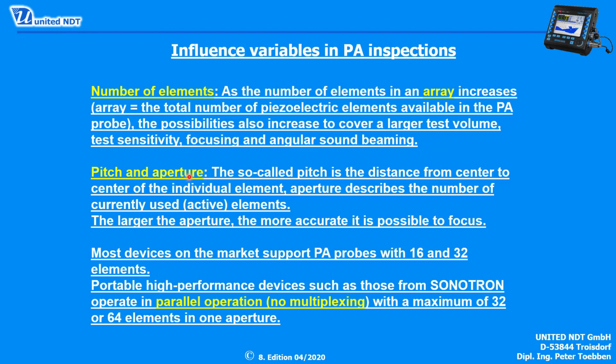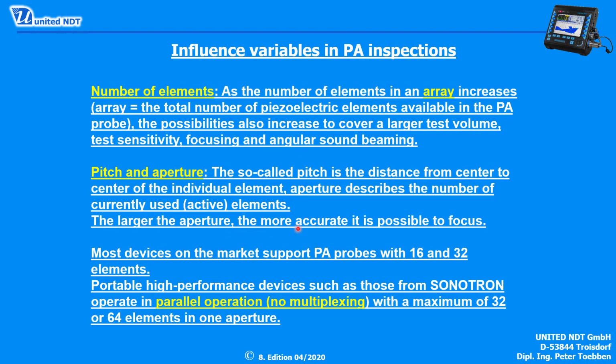The pitch and aperture. The so-called pitch is the distance from center to center of the individual element. One can actually say the pitch is almost equal to the size of the element. Aperture describes the number of currently used active elements. So that means you can have, for example, an array of 32 elements, but for a particular application you only use an aperture of 16. So that means only 16 are used from the 32 available. Aperture is 16.